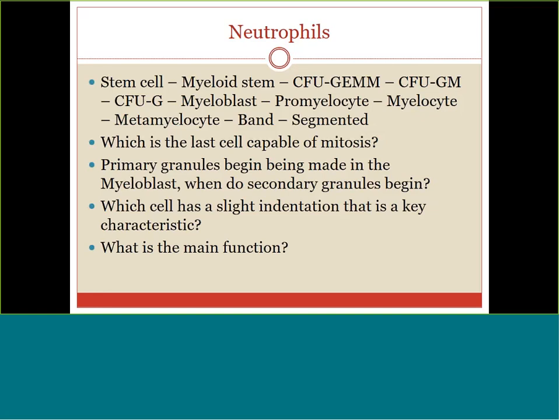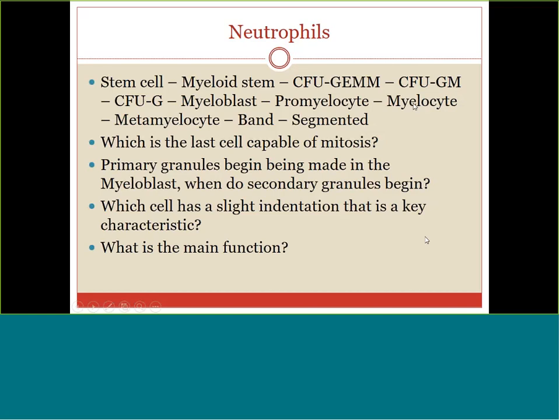For some questions here, which of these is the last cell capable of mitosis? And this would be the myelocyte stage. So myelocyte is the last cell capable of mitosis. Primary granules begin being made in the myeloblast. When do secondary granules begin being made? And that is the myelocyte stage as well. So primary in the myeloblast stage, secondary will start being made in the myelocyte stage.